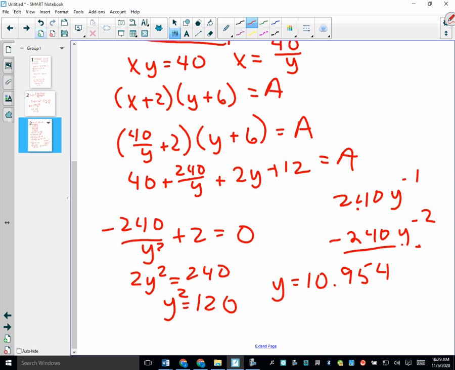But my question is, what are my dimensions? So you have to plug that back in. We have y, we just need x. What's x? 40 over 10.5. Do you want us to use a rounded answer for the dimensions? It's okay.